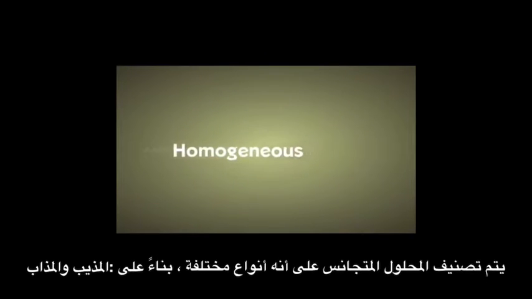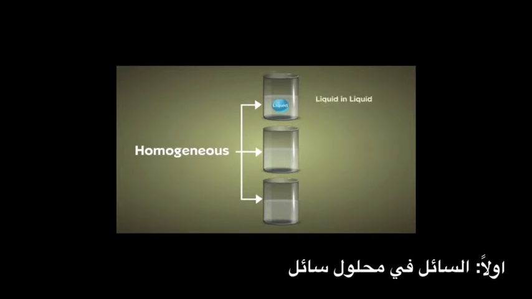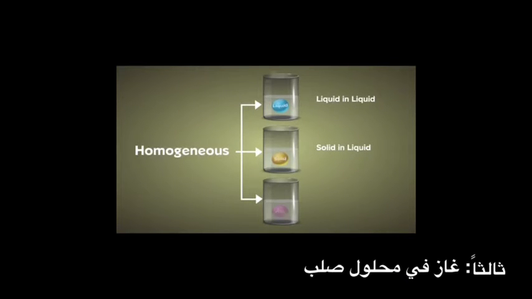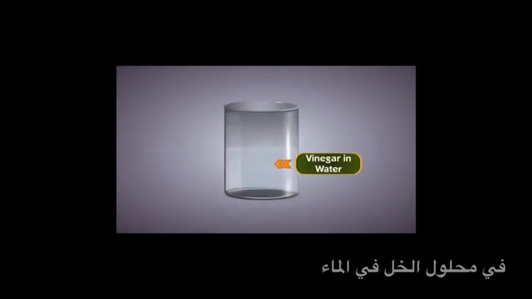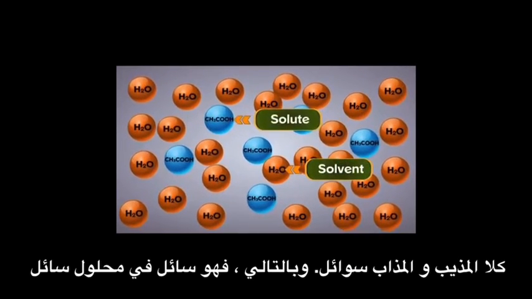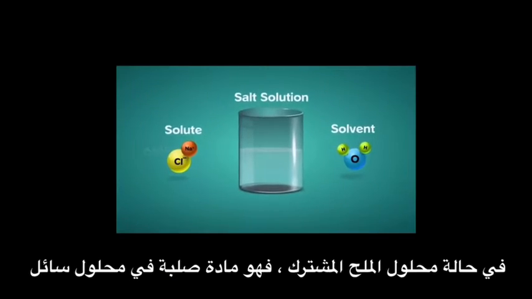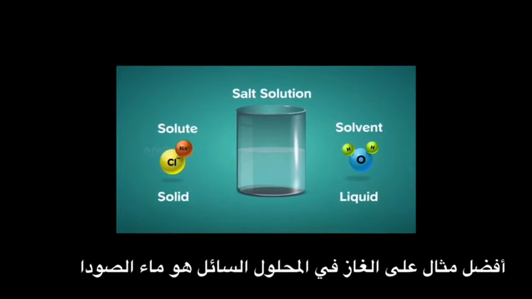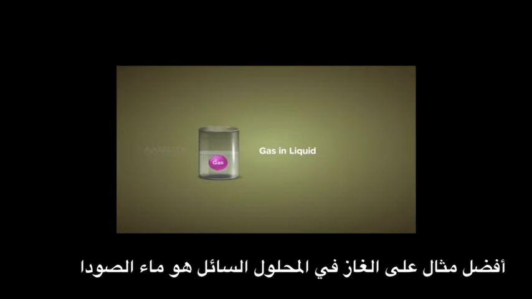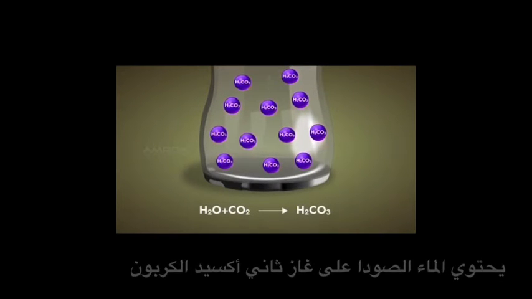Homogeneous solutions are classified as different types based on the solvent and the solute. 1. Liquid in liquid solution. 2. Solid in liquid solution. 3. Gas in liquid solution. In a solution of vinegar in water, both the solvent and solute are liquids, hence it is a liquid in liquid solution. In the case of common salt solution, it is a solid in liquid solution. The best example of gas in liquid solution is soda water. Soda water contains carbon dioxide gas.